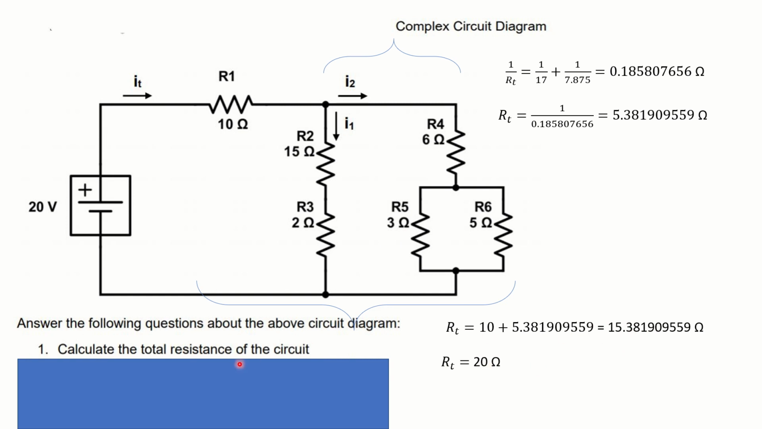You round whenever you're answering a question. You take it to a certain number of significant figures whenever you're providing the final answer of a question. Any number that you're doing calculations with, you need all of the decimal points. I always want you to show me, anytime you have a final answer, the unrounded and then the rounded version of that answer. That way if you round incorrectly, I can still give you partial credit for the question. So total resistance of the circuit is 15.381909559 ohms, or 20 ohms depending on whether we round it or not.